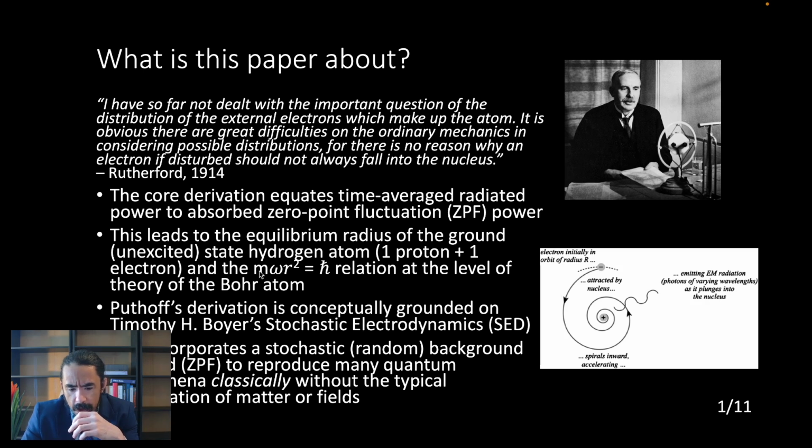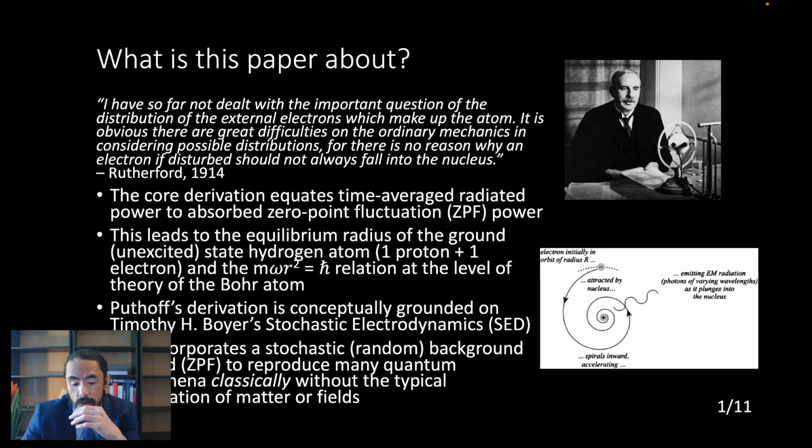We have m being the mass of, I believe, the electron. Omega is, of course, angular velocity, and r is the Bohr radius of the hydrogen atom. So this m omega r squared equals h bar relation is calculated in this paper at the level of theory of the Bohr atom, but specifically Puthoff does not invoke ad hoc quantization, which is what Bohr did. Bohr invoked, of course, you can call it the Einstein relation or the Planck relation for the discretization of quantized energy states. You have the whole E equals h nu relation, and we'll get into more details of that in a sec.